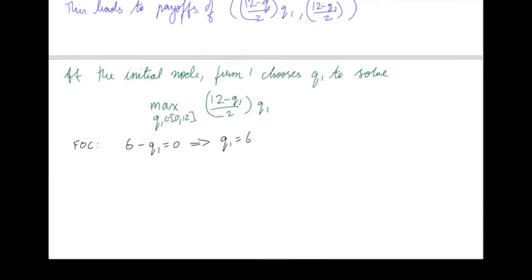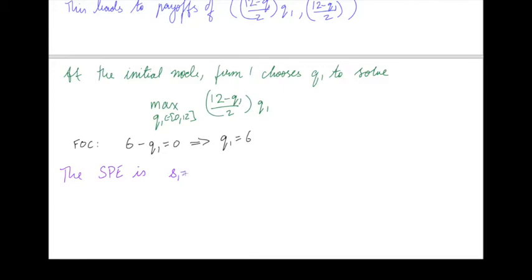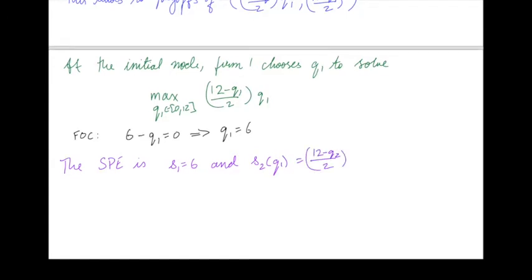So the subgame perfect equilibrium is for firm 1 to choose the quantity 6, and for firm 2 to use the function S2 of Q1 equals (12 minus Q1) divided by 2. The equilibrium path is that firm 1 picks the quantity 6, firm 2 then picks the quantity (12 minus 6), which is 6, divided by 2, which is 3. So firm 2 produces 3, firm 1 produces 6. That's what happens on the equilibrium path.